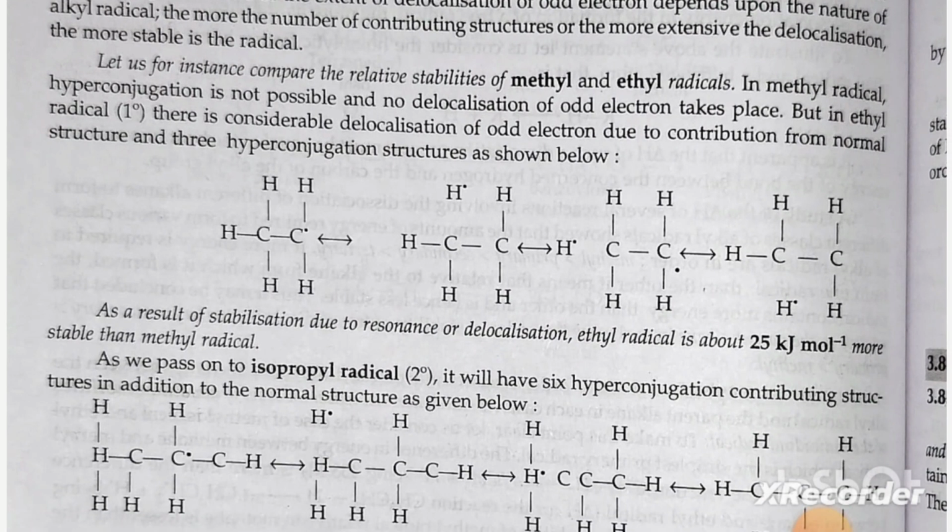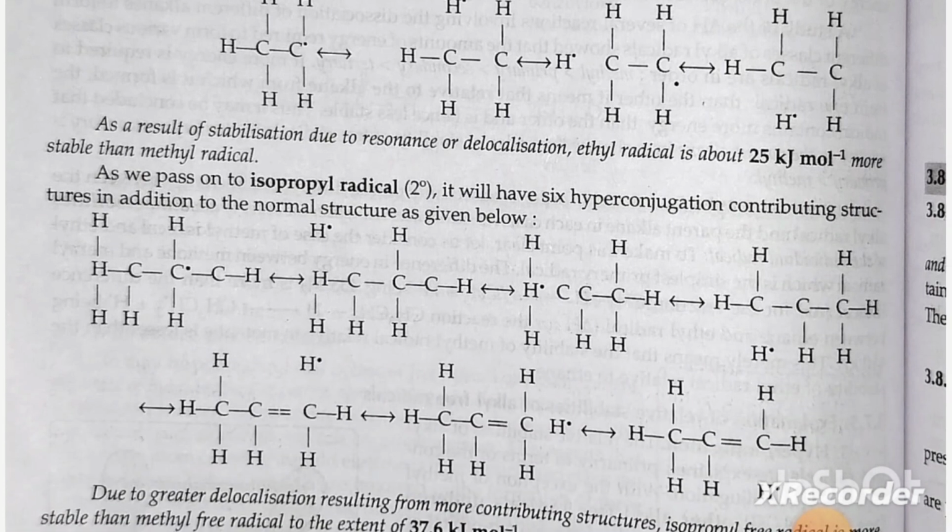Let us, for instance, compare the relative stabilities of methyl and ethyl radicals. In methyl radical, hyperconjugation is not possible and no delocalization of the odd electron takes place. But in ethyl radical, 1 degree, there is considerable delocalization of the odd electron due to contribution from the normal structure and 3 hyperconjugation structures as shown below. As a result of stabilization due to resonance or delocalization, ethyl radical is about 25 kJ per mole more stable than methyl radical.